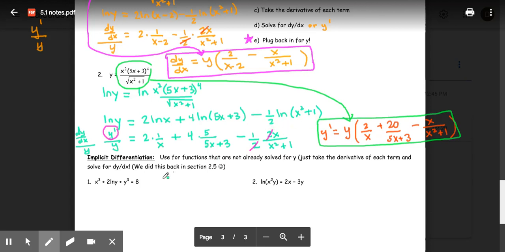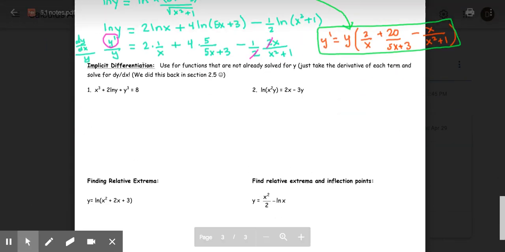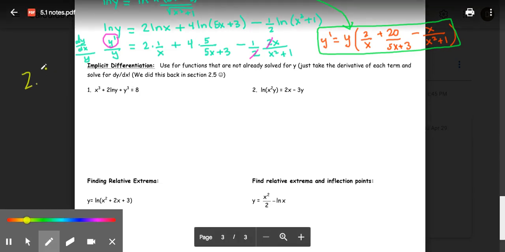Right, and the very last type that we're going to look at, we're not going to do relative extreme or points of inflection, is implicit differentiation. We've already done this. We did this in section 2.5, where you leave it as is, it's not solved for y, and you take the derivative of each term, and whenever you're taking the derivative of a y term, you multiply by dy over dx. You can write it as dy over dx, or you can write it as y prime. It doesn't matter. We're going to do one of these. So I'm going to just start deriving right now, just the way it is.